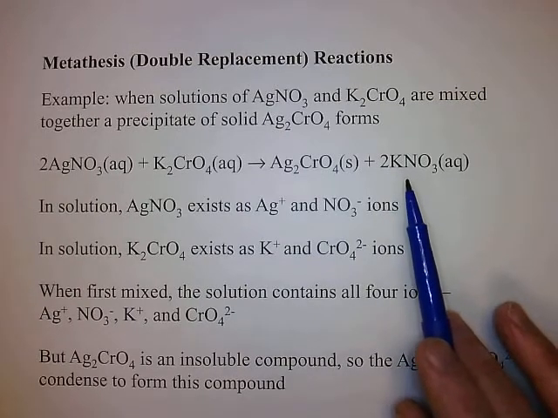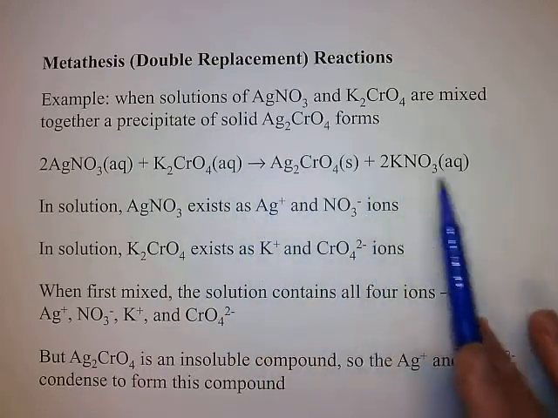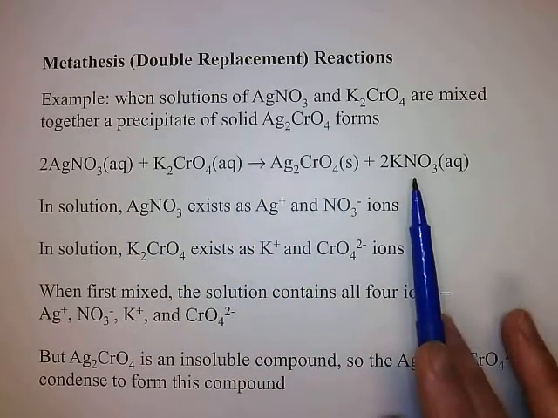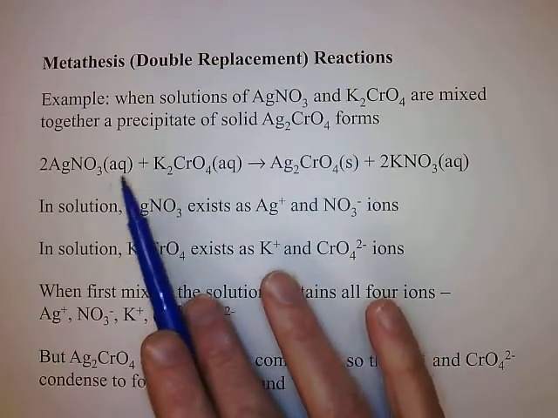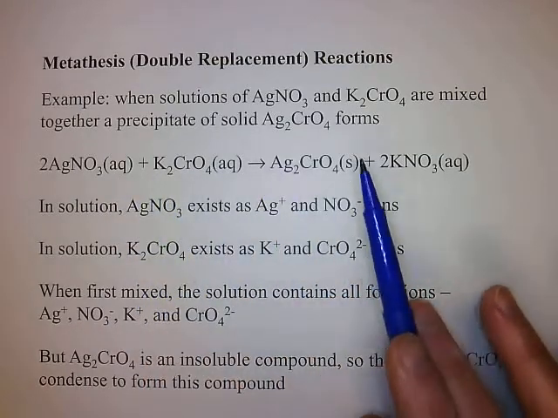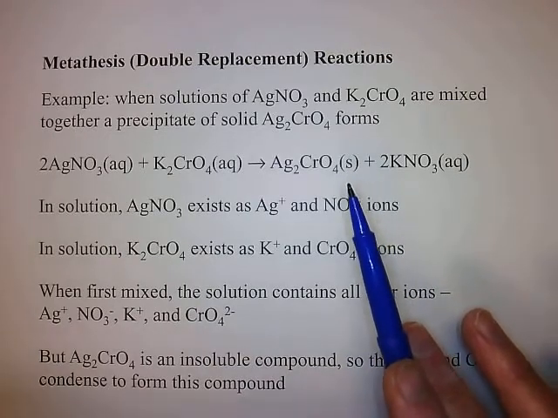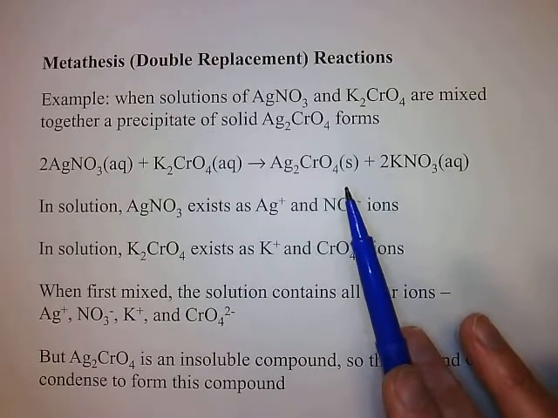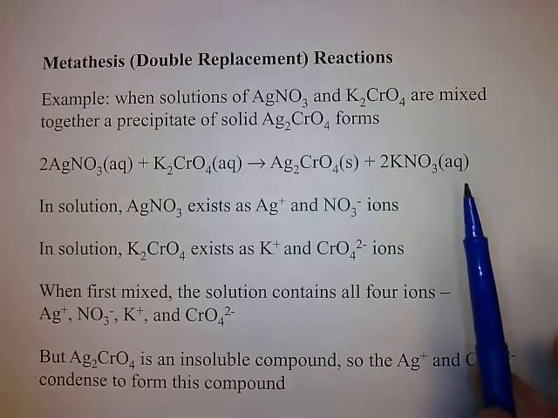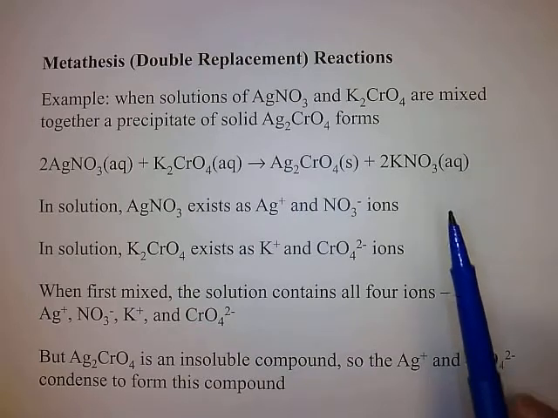These symbols in parentheses basically refer to the state of the reactants involved. AQ means aqueous, in other words, dissolved in solution, and S means solid or a precipitate. A precipitate is a solid product that falls out of solution. You might also see L for liquid or G for gas.